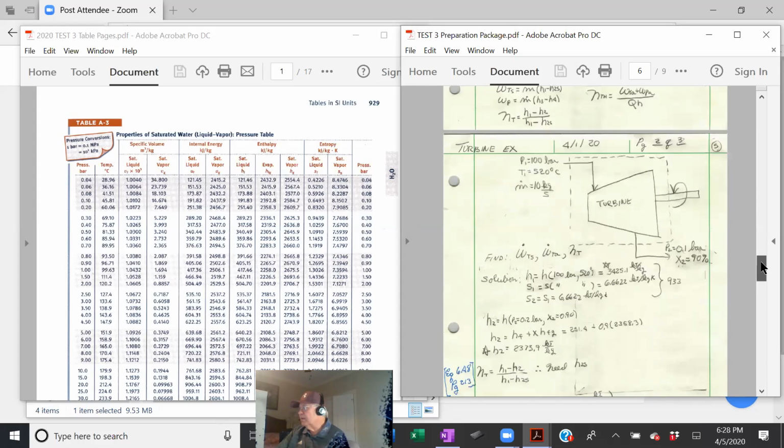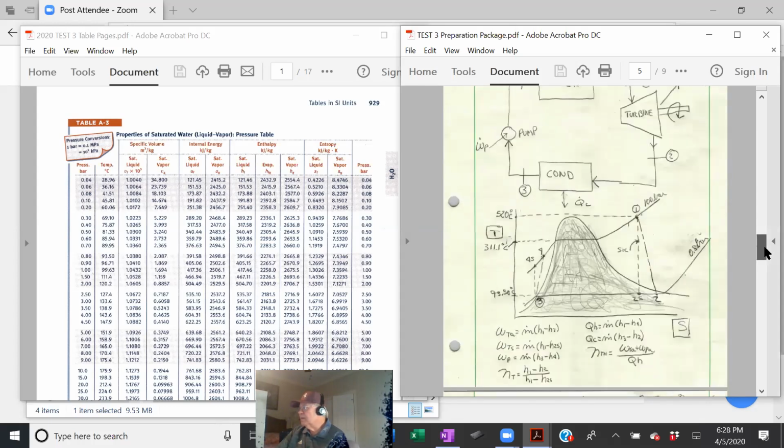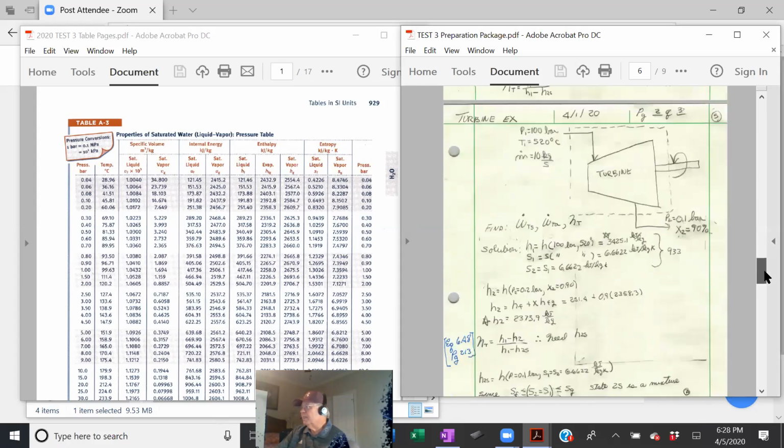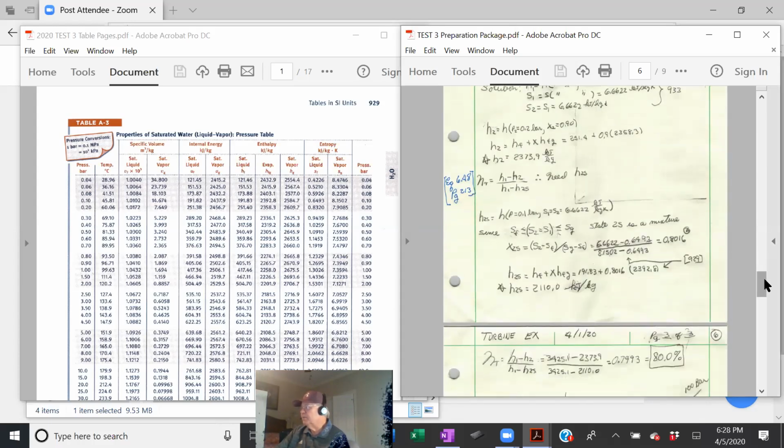Now what I'm looking at, guys, is this point right here. I know this entropy here is the same as the entropy here. It's just the pressure is different. Big pressure drop. So I know the entropy is 6.6622. Now I'll look over here at my pressure. And like I say, I've gone back to the proper 0.1 bar.